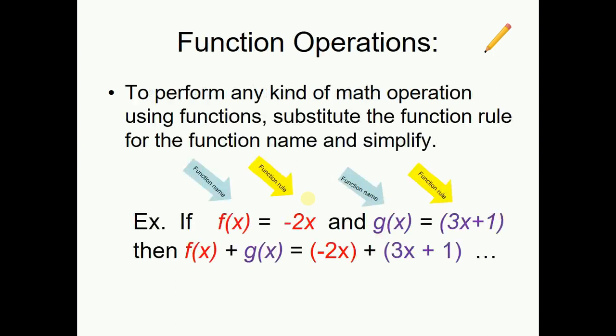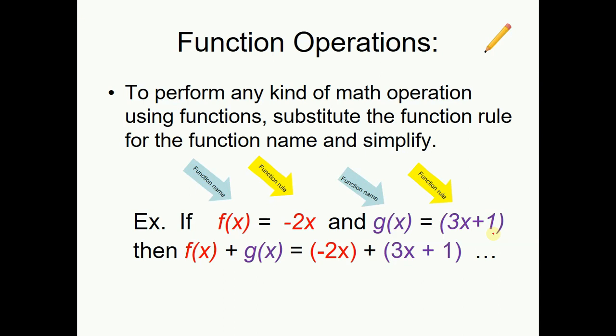So let's talk about function operations. To perform any kind of math operation using functions, basically what we're going to do is substitute the function rule for the function name and simplify. So let's say I have a function. His name is f. That's why it's f of x right here. His function rule is negative 2x. Basically the equation, if you want to consider it that way. Function name, this is g, and his function rule is 3x plus 1.